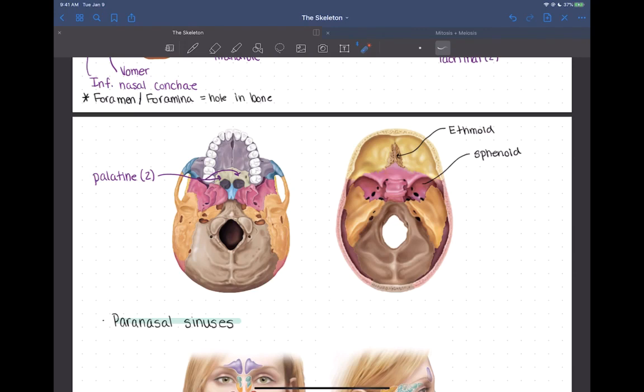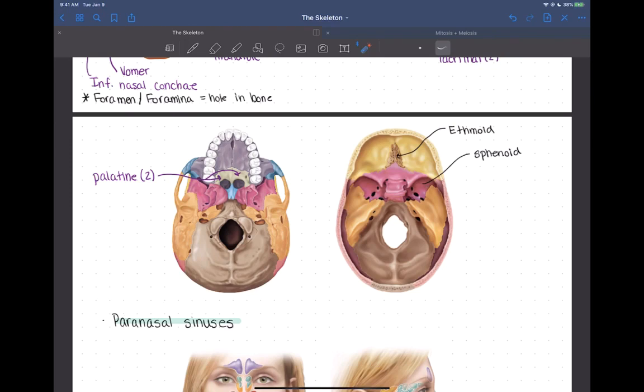Okay, and that can be confusing sometimes in lab because the name given to this part of the maxilla that makes up the hard palate is called the palatine process. So the palatine process of the maxilla makes up the front part of your hard palate, and the actual palatine bone makes up the back part. All right. So that is all of our facial bones.